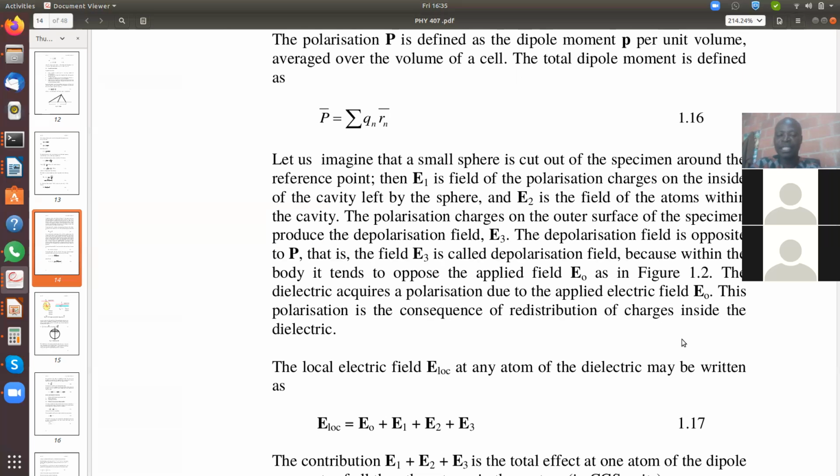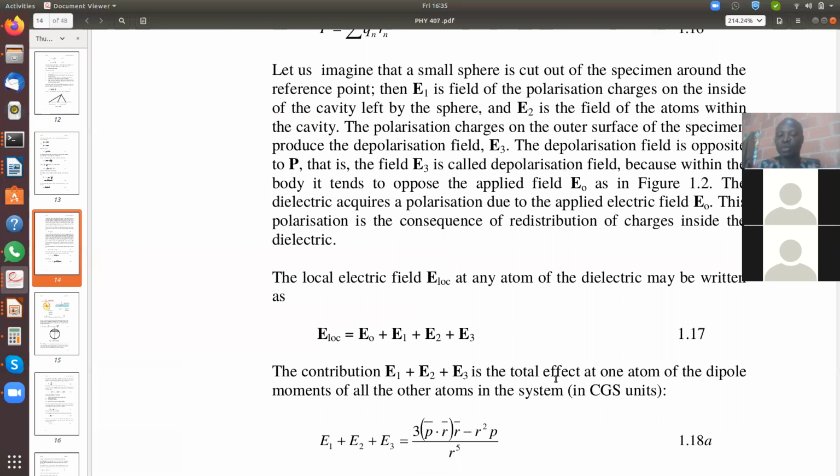So the local electric field, E_loc, at any point of the dielectric may be written as this. Now you have the initial one, which is the applied one, the one created as a result of the cutting, and the one created as a result of redistribution. The combination of all of them gives us the total effect at one atom of the dipole moment of all the other atoms in the system.